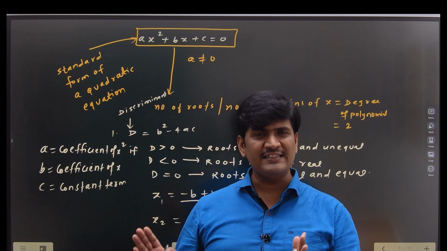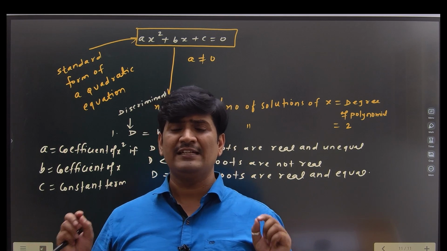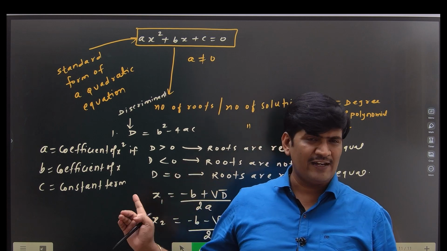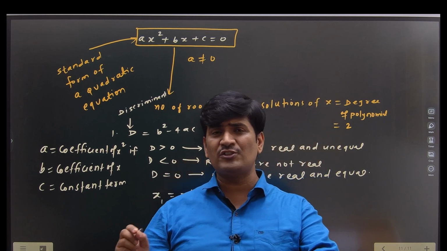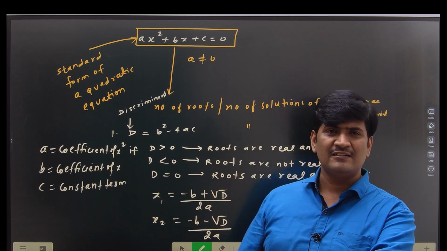So if D is greater than or equal to 0, in that case we are going to get real values of x. Otherwise we will get not real values, and that value is called an imaginary value. So what is the condition for imaginary value? D is lesser than 0.